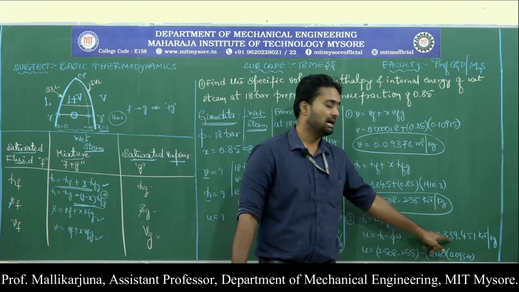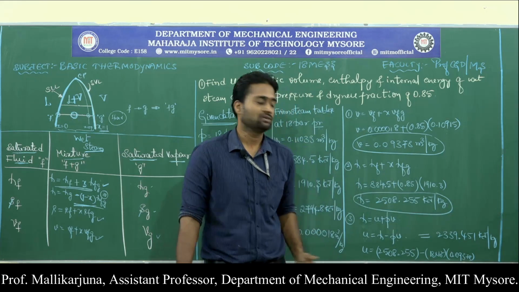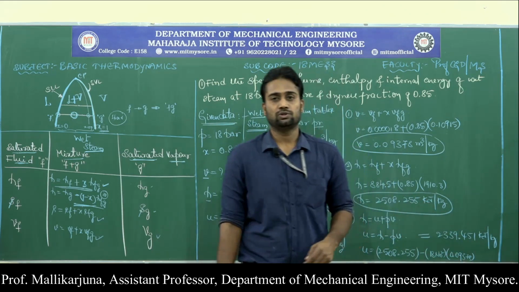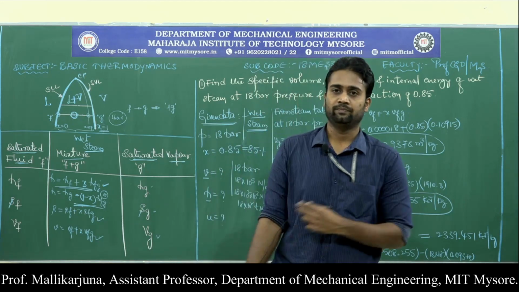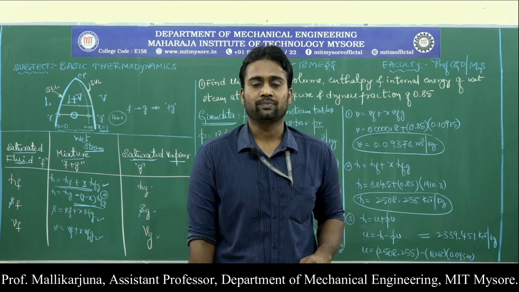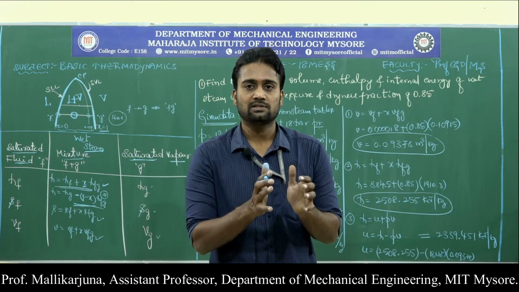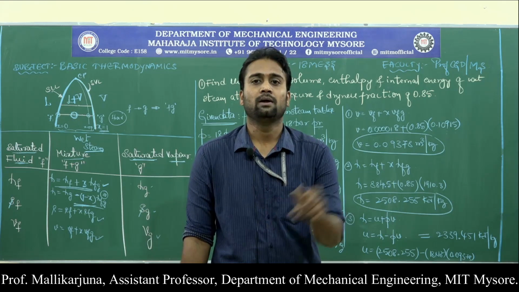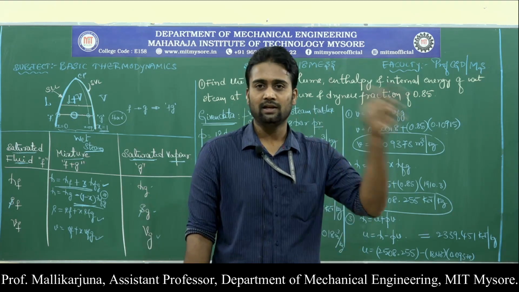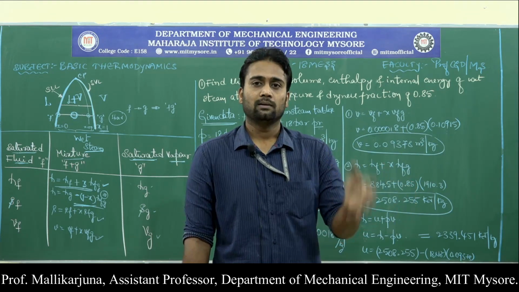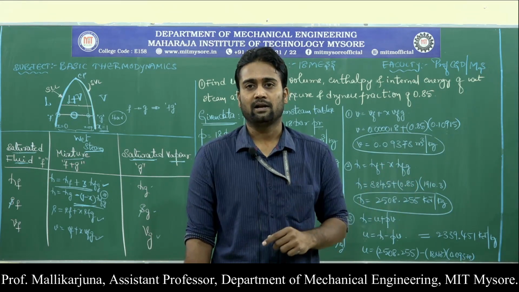Upon substituting, I will get the internal energy of the substance as 2339.451 kilojoules per kg. So this is how you need to solve the problem. Make sure the initial step while solving the problem is to look at the kind of steam, decide the kind of the steam, and then look for the various properties that have been mentioned in the data handbook.